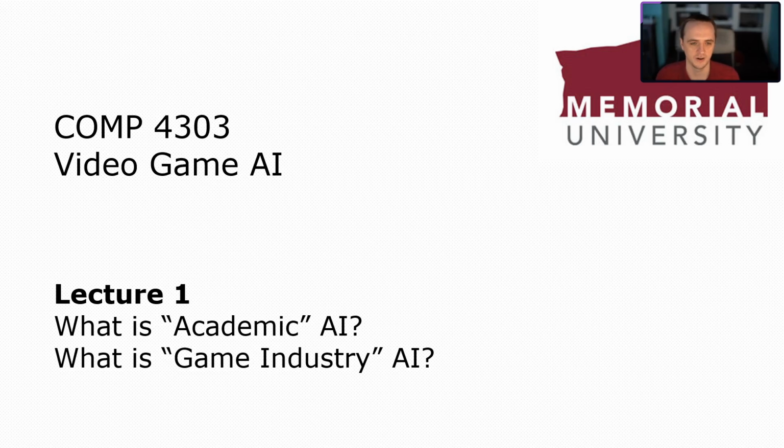Boom. All right. So Computer Science 4303, Lecture 1. We just did the syllabus, and now we're going to get into some actual content. So what we're going to be talking about here is what is the difference between academic AI and game industry AI. If you did 3200, you know a lot of this already, but there is definitely a difference, and I want to explain what that is.